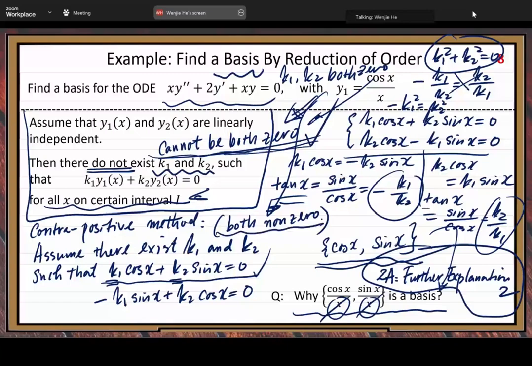Then here we got that both must be 0, so contradiction. By the contrapositive method, our assumption is incorrect, so the original statement is correct: they are linearly independent. So we prove it this way.